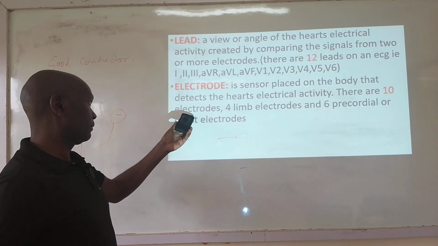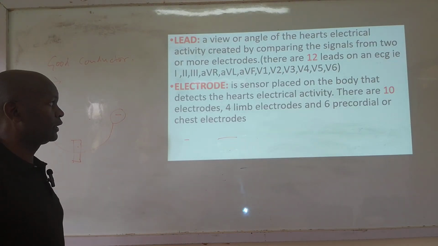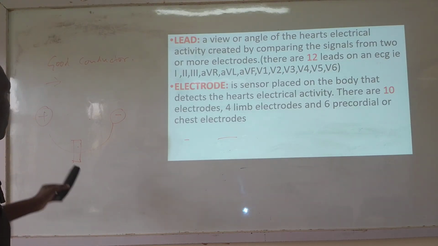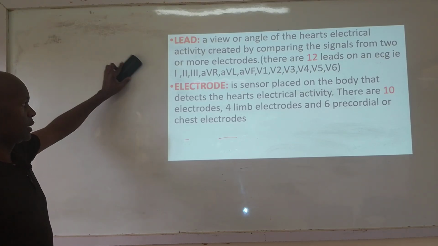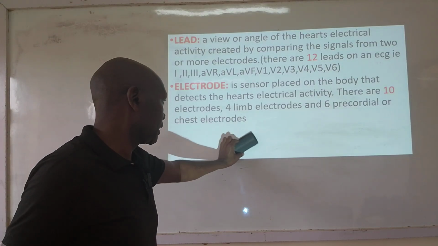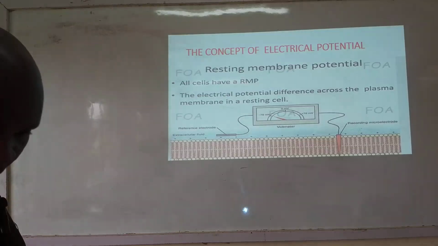And there are 10 of them. We have 4 for the limb and we have 6 precordial ones. Those precordial ones are also known as chest electrodes. We shall see as we proceed.